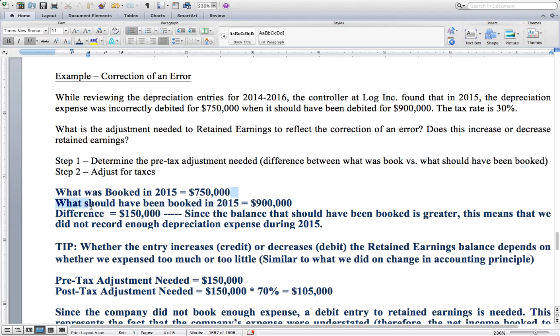So we booked $750,000 in 2015. That was wrong. We should have booked $900,000. Therefore, we have a $150,000 difference. Since the balance that should have been booked is greater, this means that we did not record enough expense during 2015.